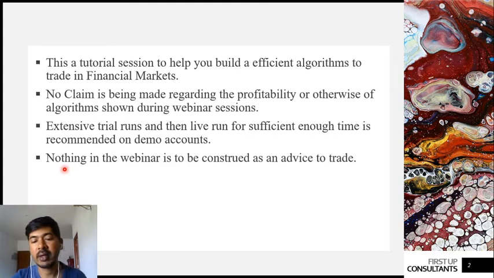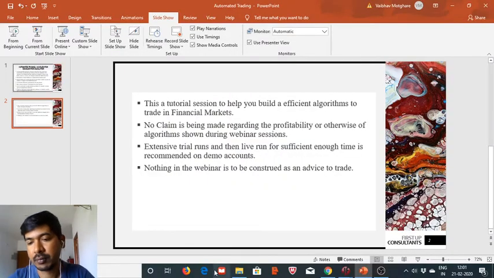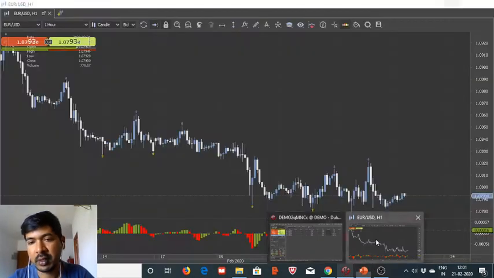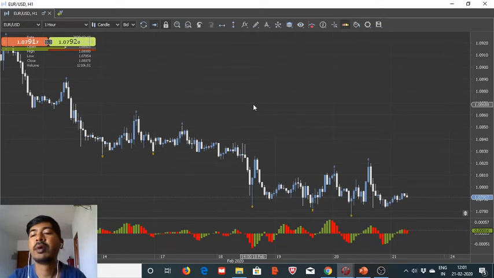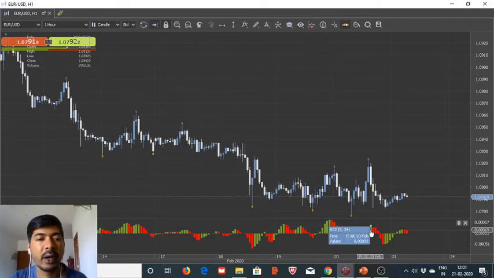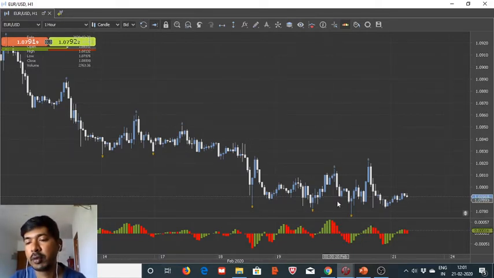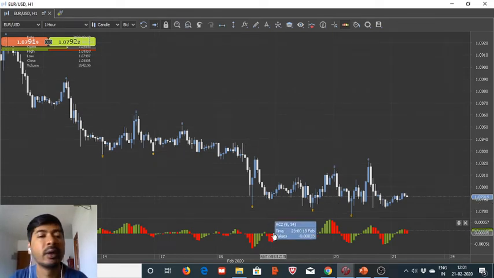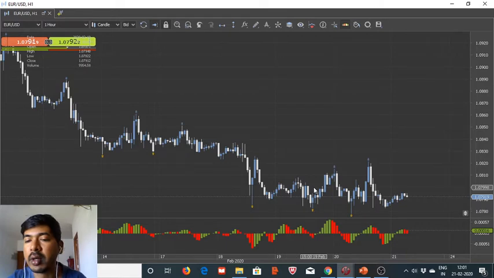So let's get started for the day. First we will see on the chart how the acceleration deceleration oscillator looks. So here we are. This is the hourly setup for the EUR/USD, and as you can notice, it pretty much depends on the underlying momentum.